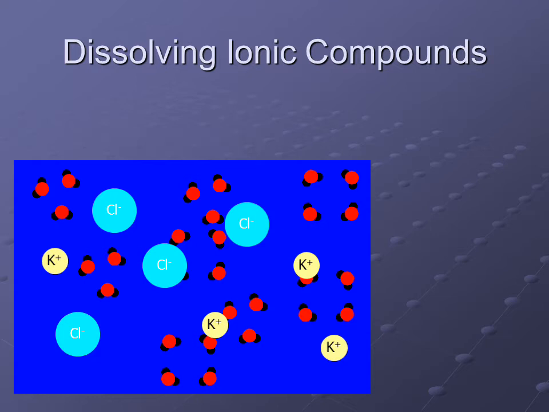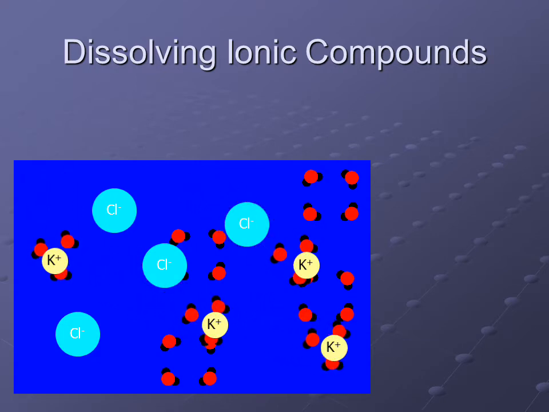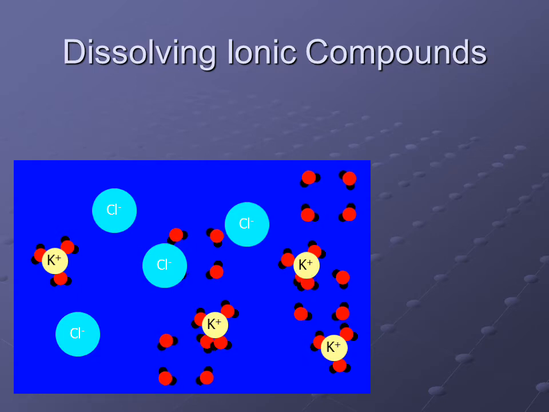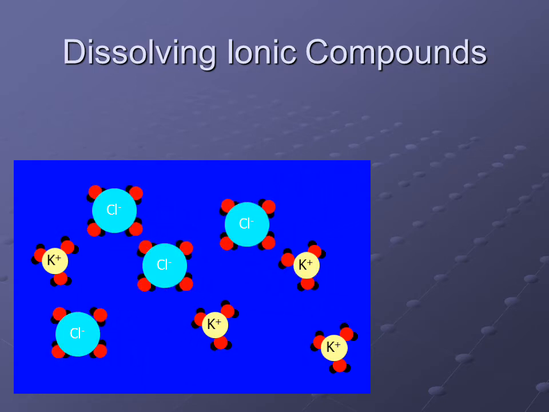Now what happens next is that the water molecules move so that the oxygen end is surrounding the positively charged potassium ions, and the hydrogen end is surrounding the negatively charged chlorine ions.